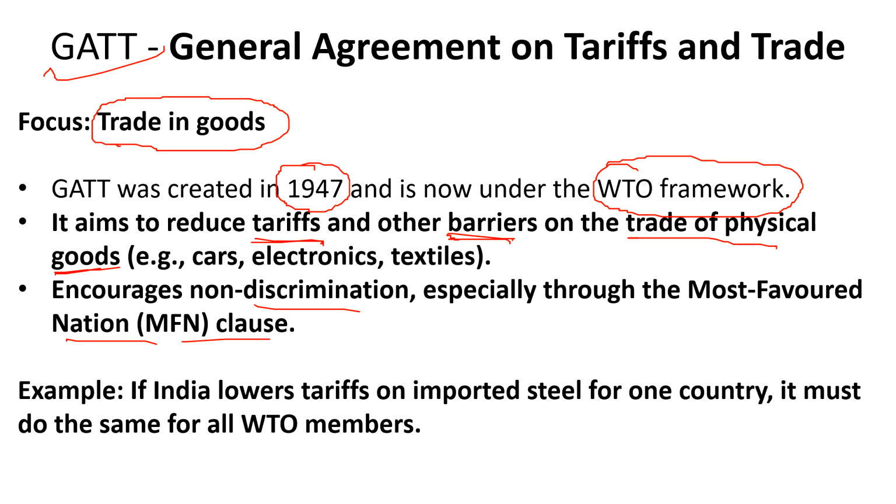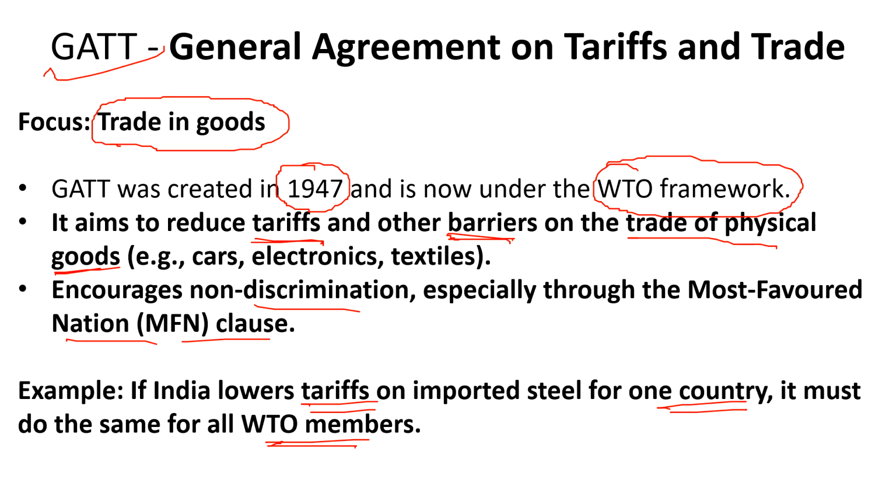So GATT is the responsible body that encourages non-discrimination. Correct? For example, if India lowers tariff on imported steel for one country, it must do the same for all WTO members. Correct? If India is lowering the tariffs for a particular country only, then it could be discrimination, because India is not extending these benefits to all member countries. It is just applying for a particular country. That could be a discrimination.